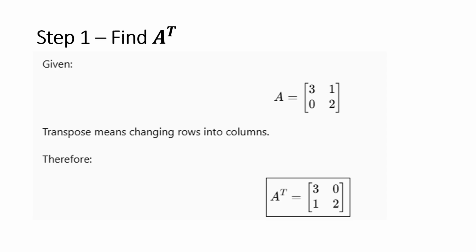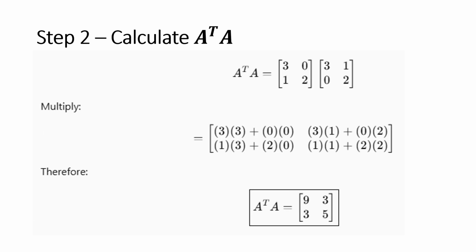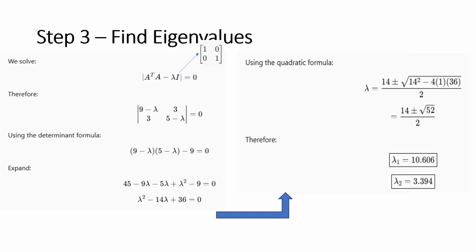So step one is to find the transpose of the given matrix. A is equal to [3, 1; 0, 2]. Transpose means interchanging the rows and columns, so the rows become columns. 3, 1 becomes your first column, and 0, 2 becomes your second column. So we got A transpose. Next step is to calculate A transpose times A. After performing the multiplication of these two matrices, we get A transpose A equal to [9, 3; 3, 5]. Next, you have to find the eigenvalues.